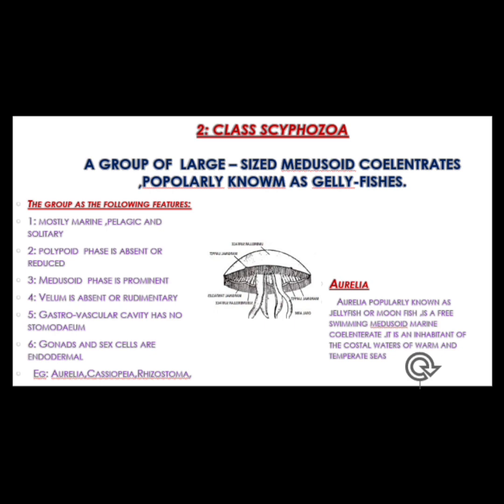Now let's see the examples. Aurelia, Cassiopea, Rhizostoma. Aurelia, popularly known as jellyfish or moon jelly, is a free-swimming medusoid marine coelenterate. It is an inhabitant of the coastal waters of warm and temperate seas.